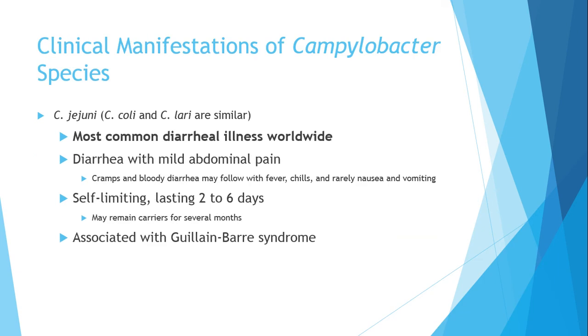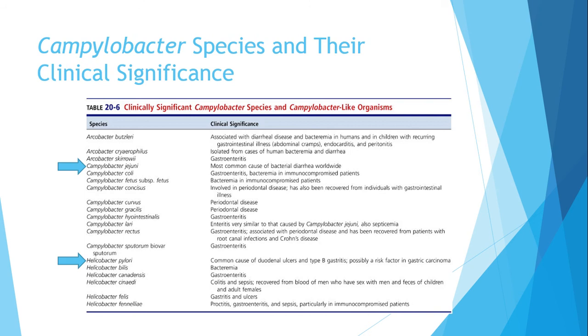It's the most common diarrheal illness in the entire world. Campylobacter, number one cause of diarrhea. What's the number one cause of urinary tract infections? E. coli. What's the number one cause of diarrhea? Campylobacter, yes. Very good. Not really a serious disease, just self-limiting, a couple of days. Let's see, associated with Guillain-Barré syndrome.